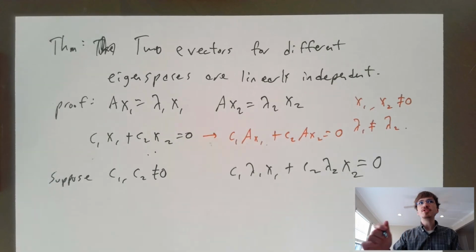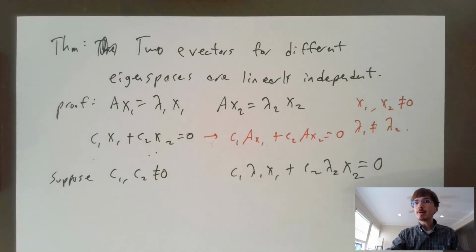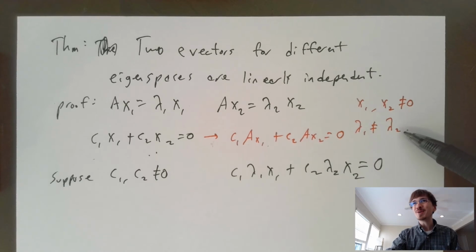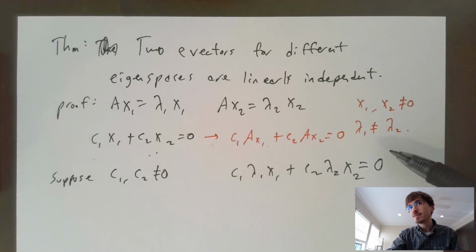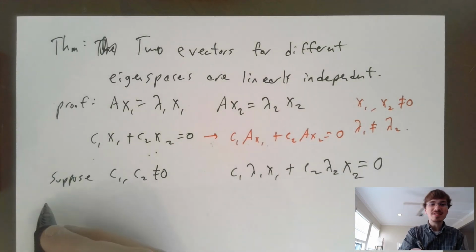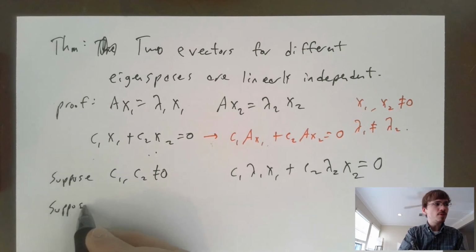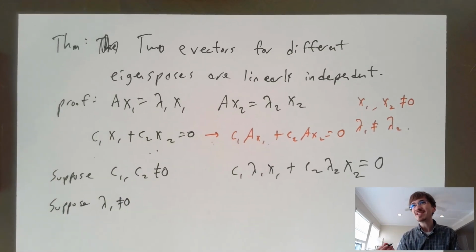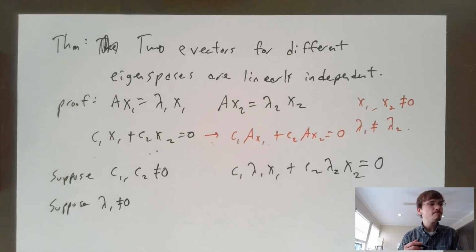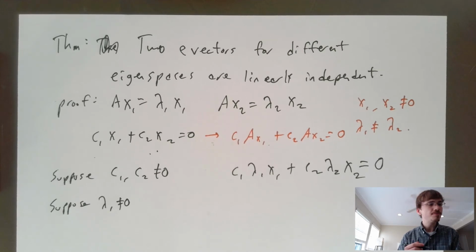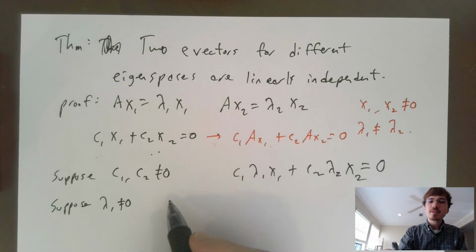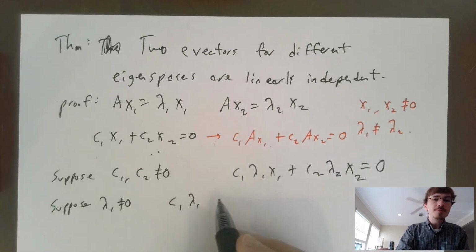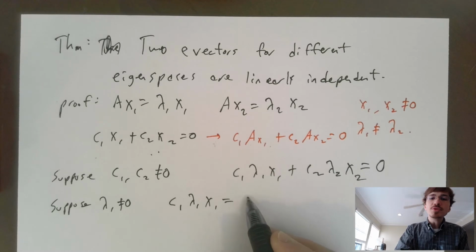Well, let's make this a little bit easier for ourselves. We know that the eigenvalues are different, so at most one of them is 0. Let's pick out the one that's not 0. Let's suppose, without loss of generality, that lambda 1 is not 0. I know one of them has to be not 0, so let's just call that one lambda 1. So what does this mean for us? Well, this means that c1 lambda 1 x1 has to be equal to negative c2 lambda 2 x2, right?